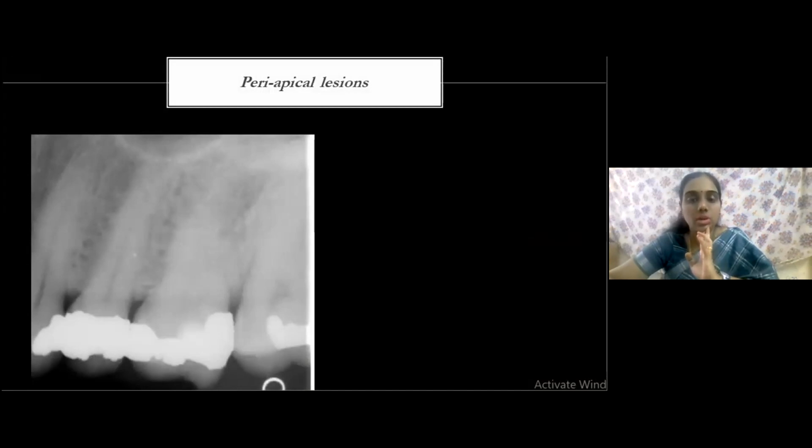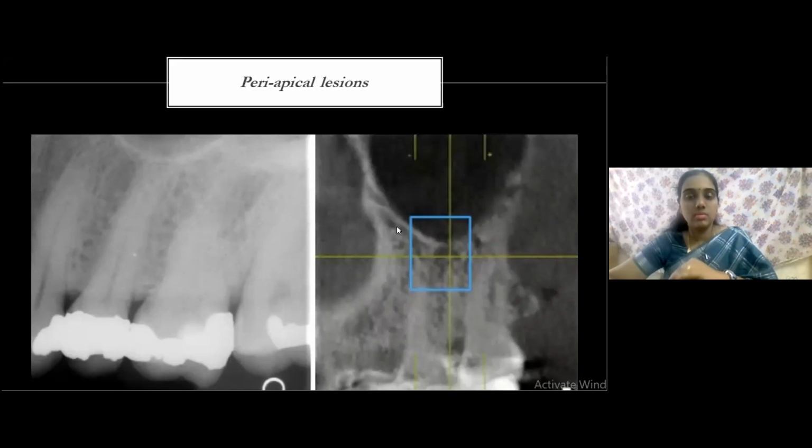Then one more intraoral periapical radiograph. Yes, it looked fine, but I'm not able to make out anything here in the periapical region. If anybody is able to make out anything, kindly comment. And when you see the CBCT, there is a small periapical lesion, which is causing the pain for the patient.